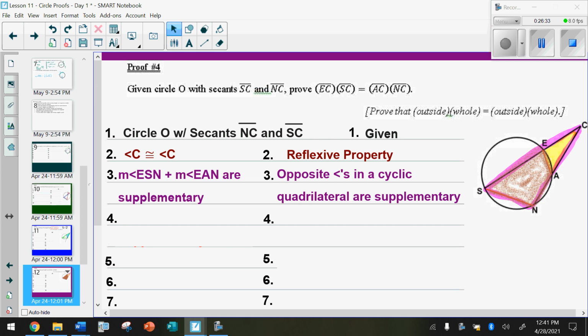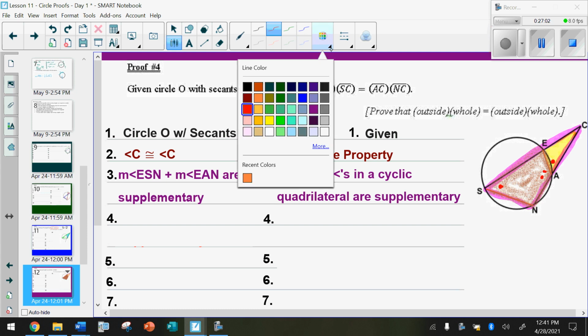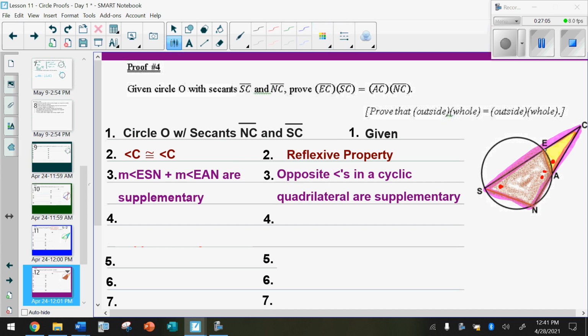You may not know exactly why I'm using those right now, but we're going to use it to get the measure of angle EAC. Eventually, we will be able to get the measure of angle EAC equal to angle ESN. We will be able to get those two angles equal. Right now, we have angle ESN supplementary to EAN. Now, why would I want those two angles to be supplementary? Well, because with this segment here drawn in, angle EAN is also supplementary to EAC because they form a linear pair.